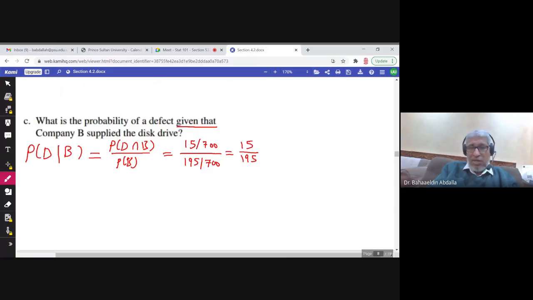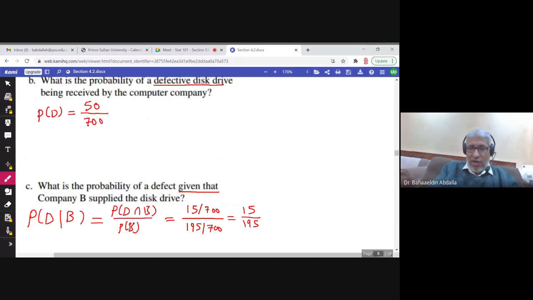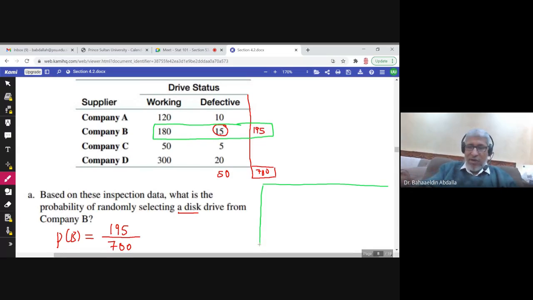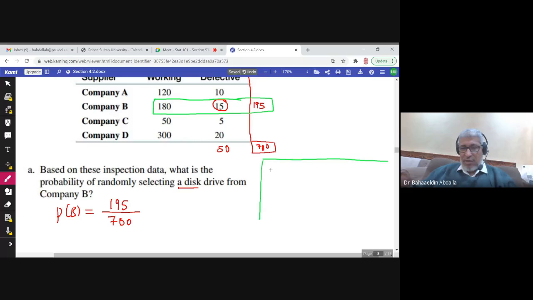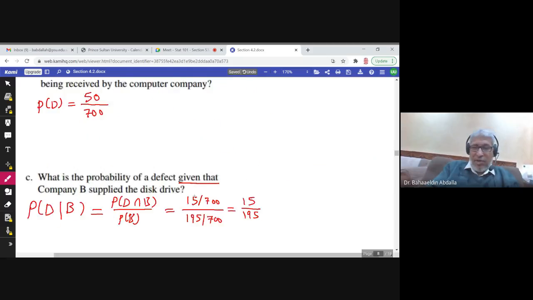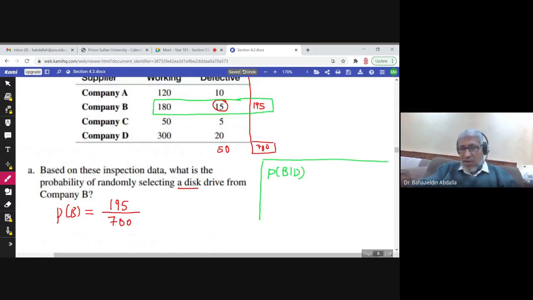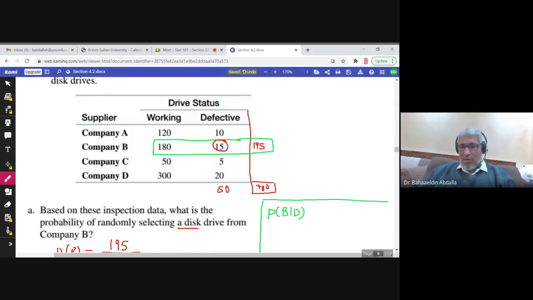Let us solve another one. One more example from my side. What if he asks the probability of B given D? Now this is D given B. Will it be equal to B given D? The answer is no. How to find this?